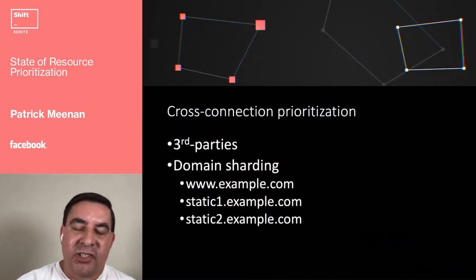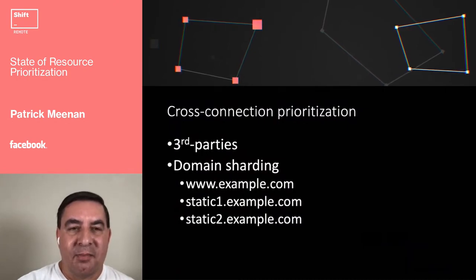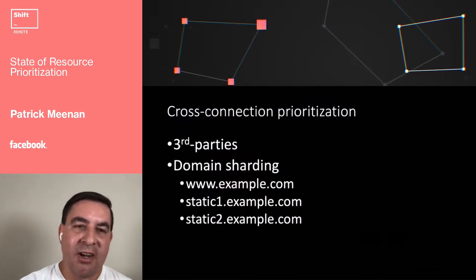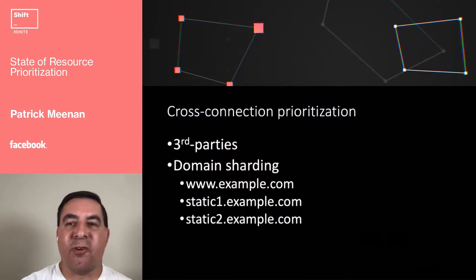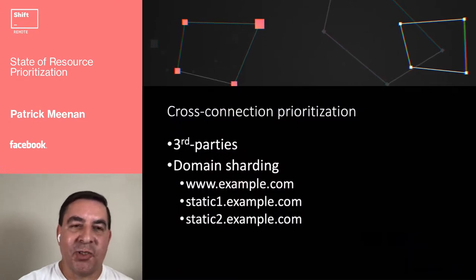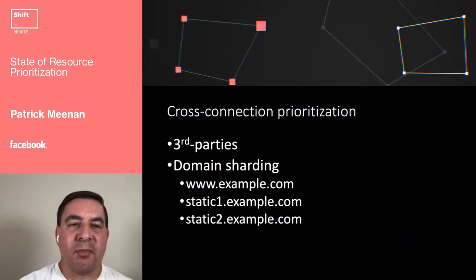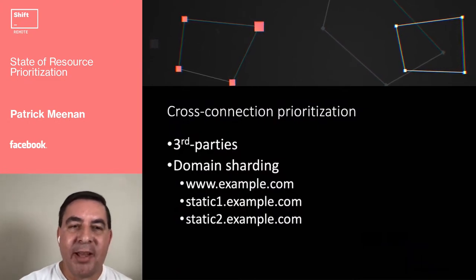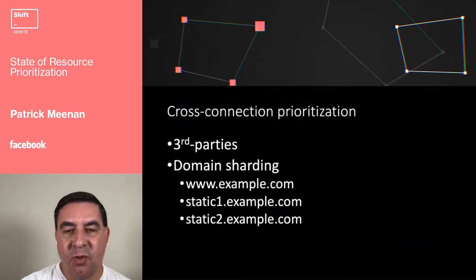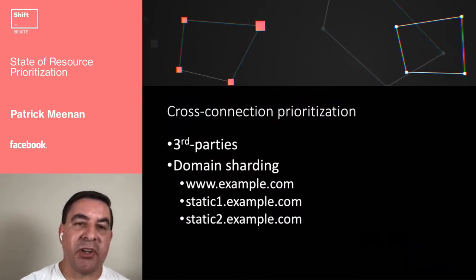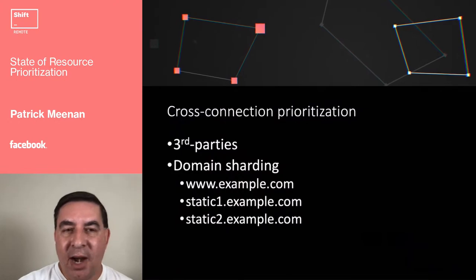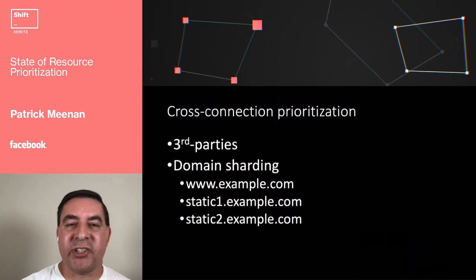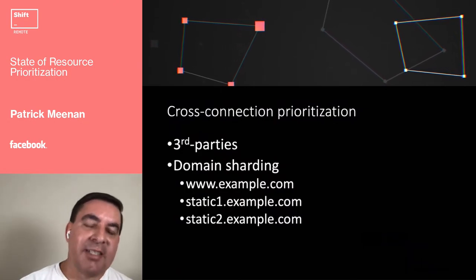Third parties, obviously, there are tons and tons of them these days: SDKs, social widgets, ad networks, retargeting, A/B testing platforms. It's not unusual to see 20 plus different third parties on any given site. But you can also do it to yourself. If you do domain sharding from the old HTTP1 days, when the browsers used to do 6 connections per domain, it was a common practice to create new domains, so you could get 12 or more connections and download much more content in parallel.